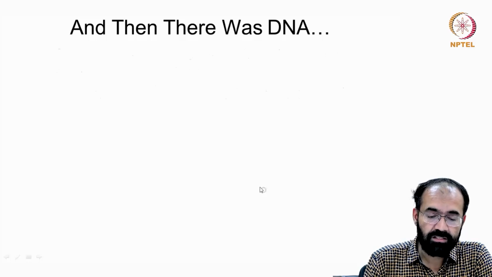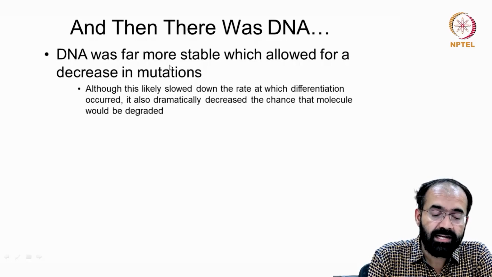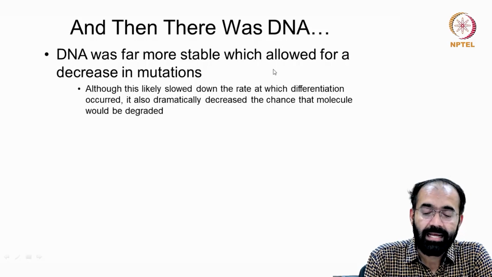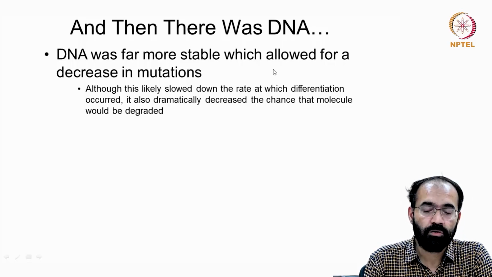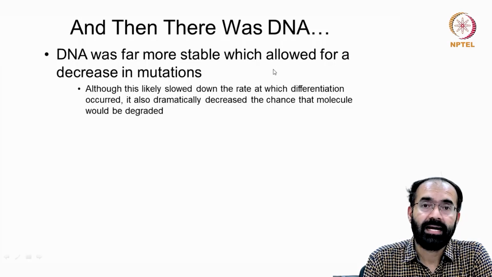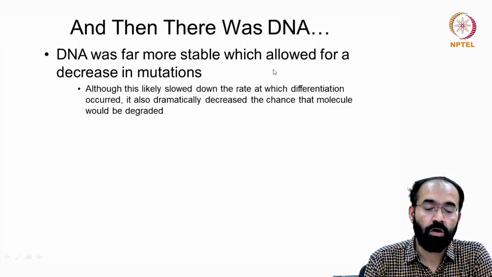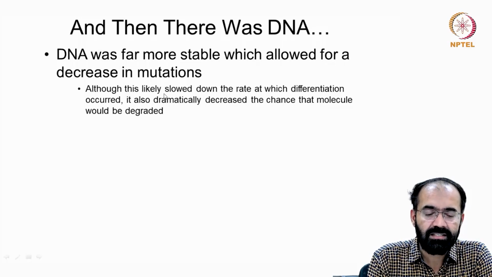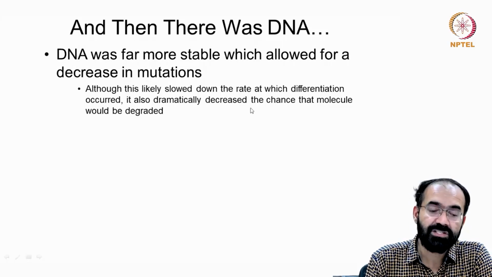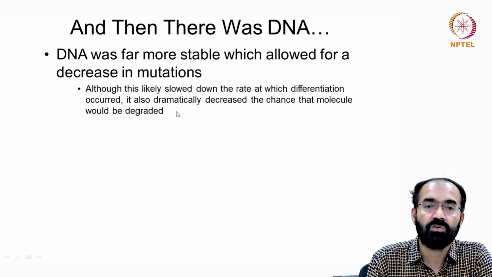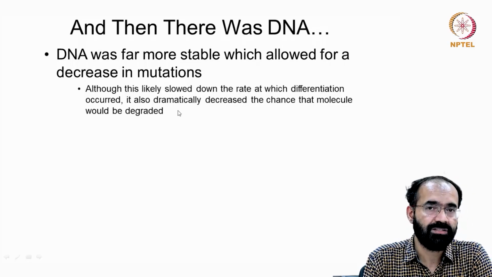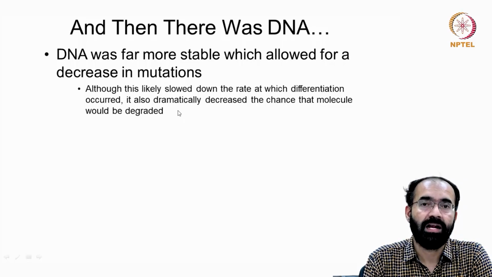And then there was the production of the DNA. DNA was far more stable, which allowed a drastic reduction in mutation. So what you understand from here is that if there is good quality information present, it is preserved for a long time because it is stable and resists mutation. Although this likely slowed down the rate at which differentiation occurred, it also dramatically decreased the chance that the molecule will be degraded, because any random change can make the molecule vulnerable to degradation.